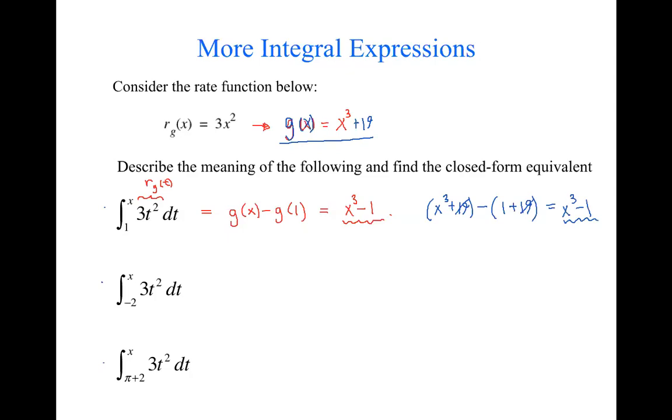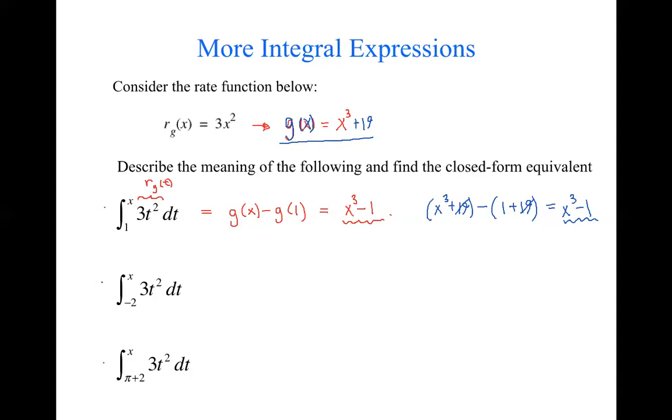constants that don't affect the steepness of a graph, that don't affect its derivative, that don't affect its rate of change, also don't affect net change. They don't affect how much happens between any two boundary points. They only affect what the individual y values are. So x cubed plus 19 obviously isn't the same as just plain x cubed. Or 1 cubed plus 19 isn't the same as 1.